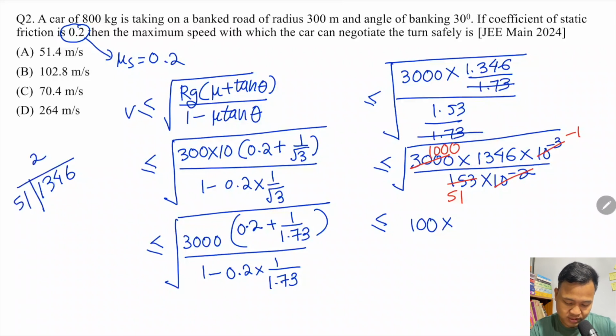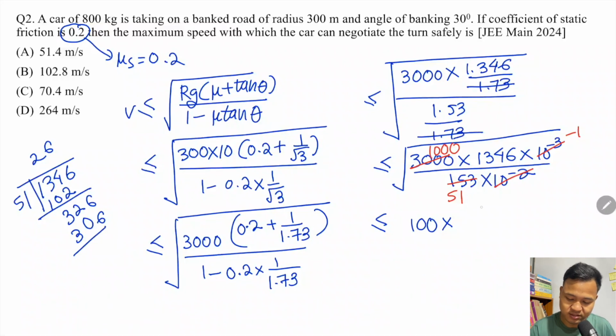So 5, 2 are 10, 2, 1 is 2, 2, 5 are 10. Okay, so 2, 3, 6. So 5, 6 are 30, right? 6, 1 is 6, 6, 5 are 30. Okay, so here you have 26 point something. See, I'm not going to get the exact value. So 26 point something is here into 100.